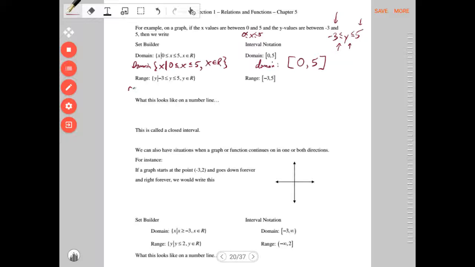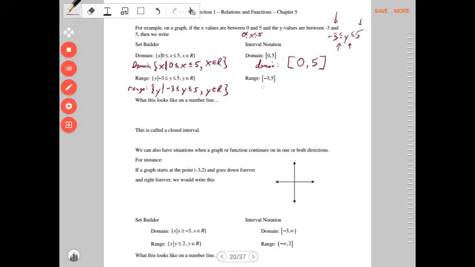Okay, and then of course we write range. So the curly brackets, y such that, so that line is "such that". -3 is less than or equal to y, which is less than or equal to 5. y is an element of the reals, so it's any number in between -3 and 5. It's continuous data as opposed to discrete. So that's how we write the range.